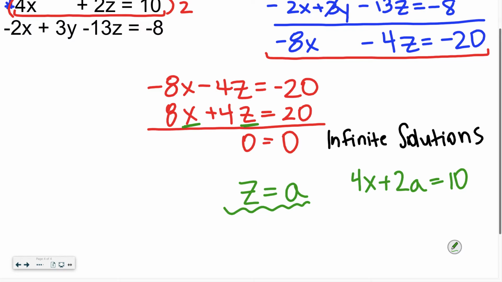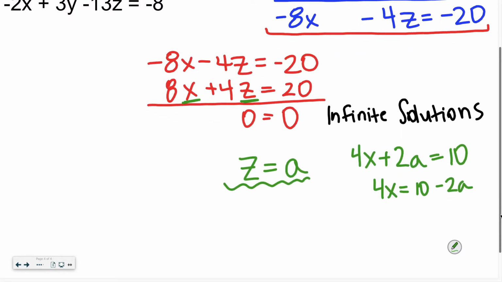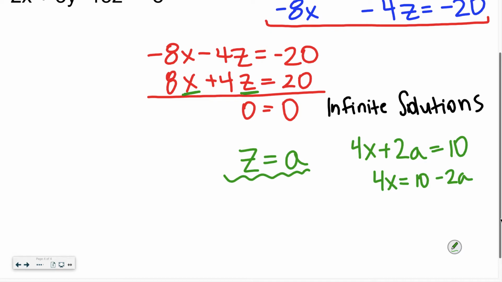Okay, so now we need to solve for x. So we have 4x equals negative, what is this? 10 minus 2a. If we divide both sides by 4, then we get x equals 5/2 minus 1/2 a. We're doing the same thing that we did with numbers, except we just don't have a number.